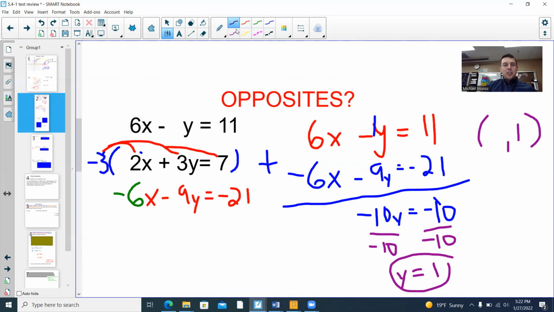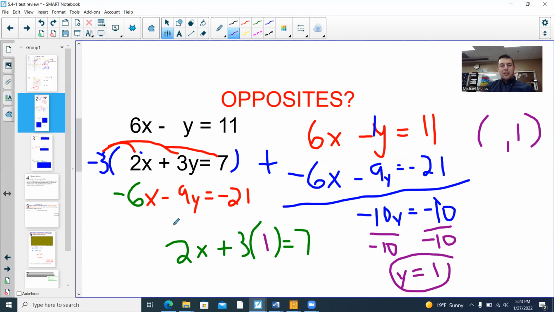So I can use either equation that I started off with over here. I'd pick whichever one looks easier to me. I like the bottom one, this 2x plus 3y equals 7, because it's all positive. So I'm going to rewrite this equation. 2x plus, and remember, I'm not going to put my y in there because I solved for y. So I know what y equals. So I'm going to leave this y blank. It's supposed to be a parenthesis. I'm going to leave this y blank equals 7. Then I'm going to plug in my 1 because that's what y equals.